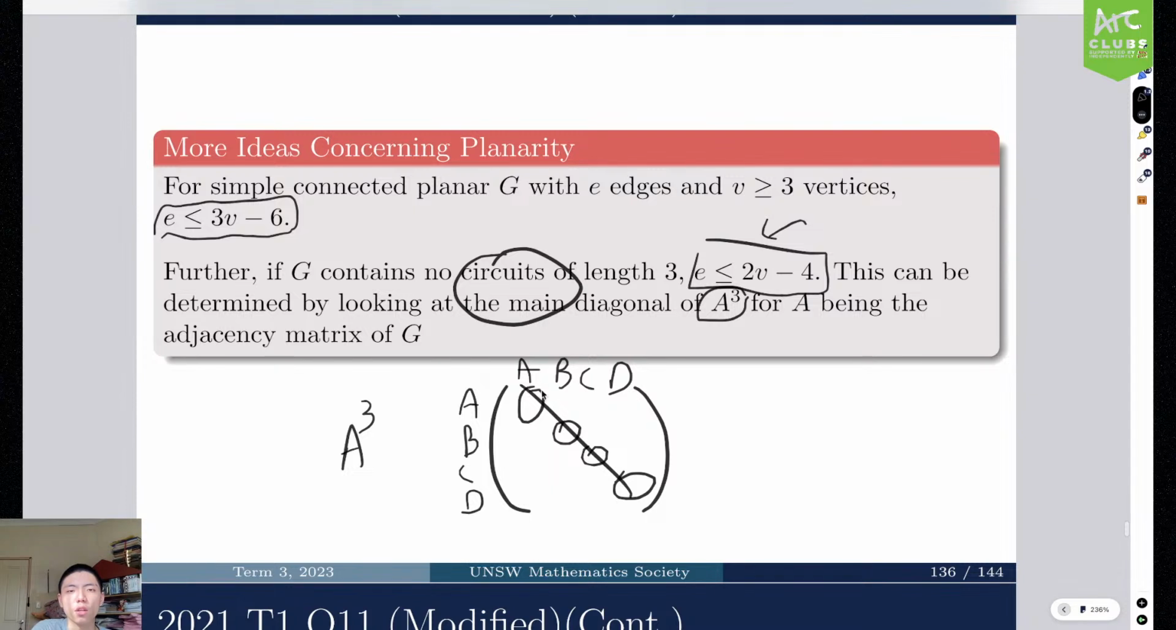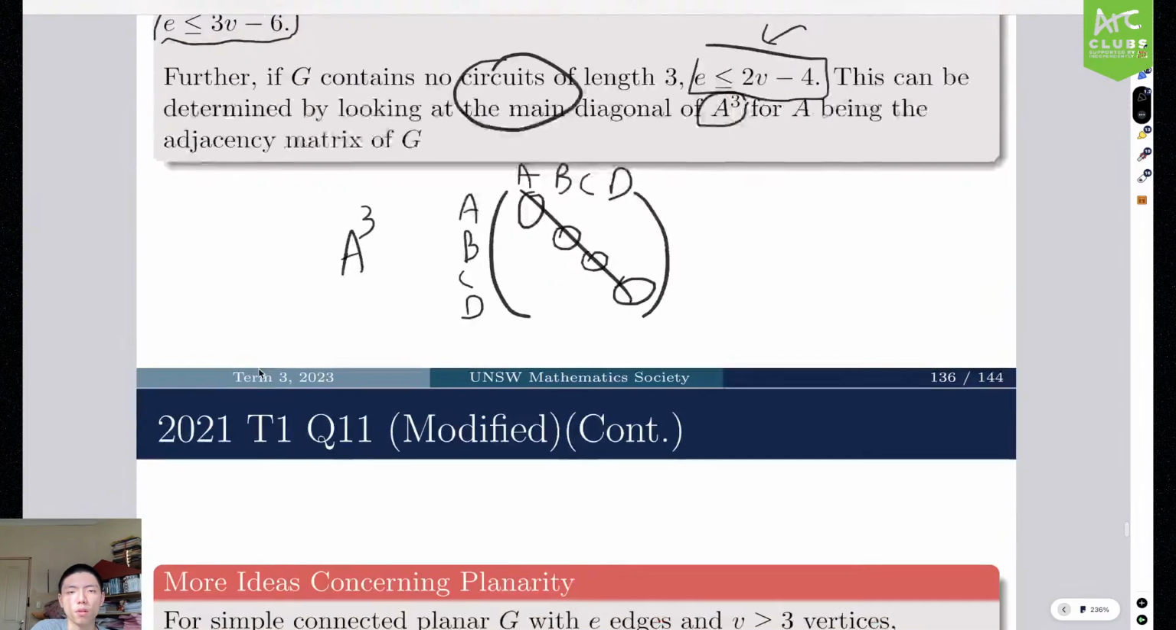So if you look down the A to the power of 3 matrix, right? If the diagonal has no walks to themselves, which is the circuit of length 3, then that means that you can use this inequality. Otherwise, you can only use this one.